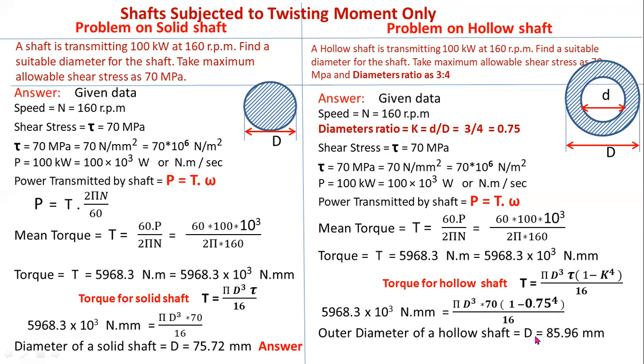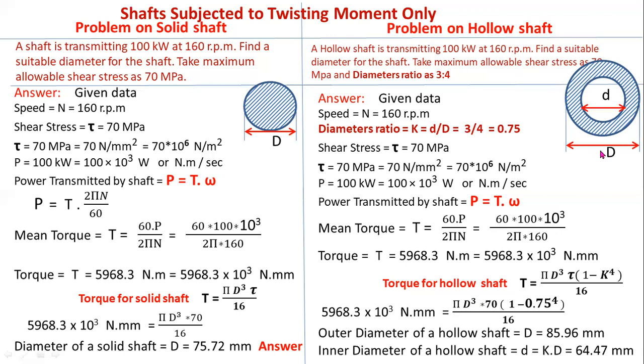Now you have to substitute this outer diameter value in the diameter ratio. Capital K equal to small d by capital D. Substitute the value of capital D, and then you can get the value of the inner diameter. Inner diameter small d equal to capital K into capital D. So 64.47 mm is the required inner diameter of the hollow shaft. This is the answer for this hollow shaft.